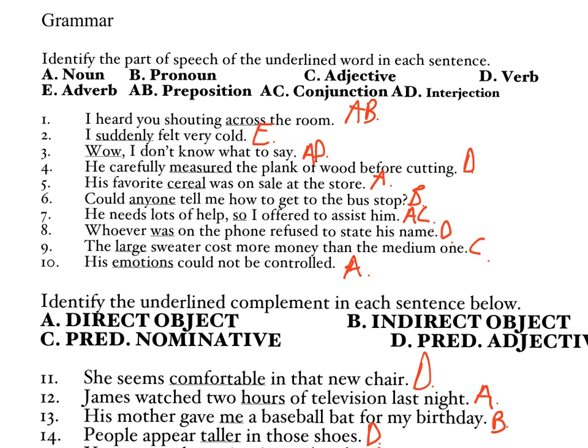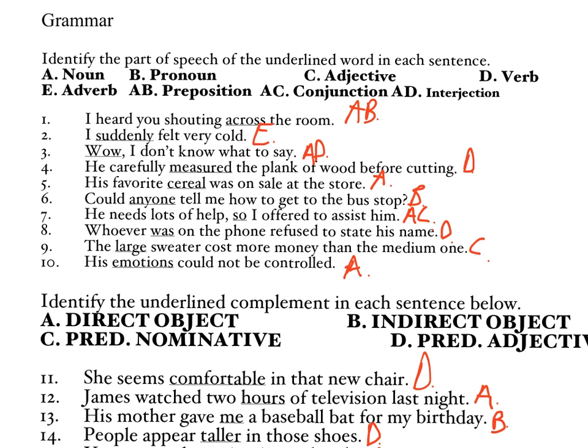Wow, I don't know what to say. Wow is an interjection, a word that expresses some kind of emotion and has no grammatical relationship to anything else going on in the sentence. Usually set off by some kind of punctuation. He carefully measured the plank of wood before cutting. Measured is a verb, an action verb in this case, expresses the activity of the sentence. His favorite cereal was on sale at the store. Cereal is a noun, a person, place, thing, or idea.